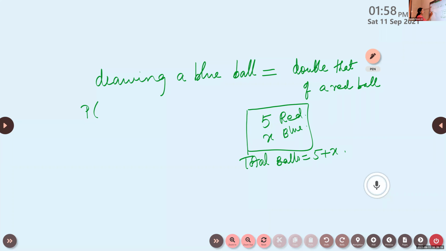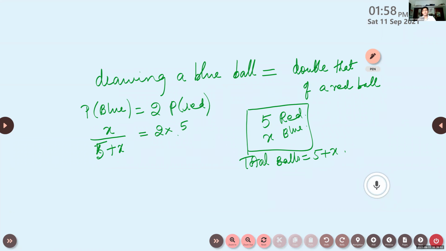Now what is given? Probability of selecting a blue ball is double. Double means twice. Twice the probability of selecting the red ball. So what is the probability of selecting the blue ball? How many blue balls are there? X by X plus 5 or 5 plus X equal to 2 into, what is the probability of selecting a red ball? How many red balls are there? 5 by 5 plus X. So 5 plus X, if we cancel, X will be 10. So what is the number of blue balls? It is 10.